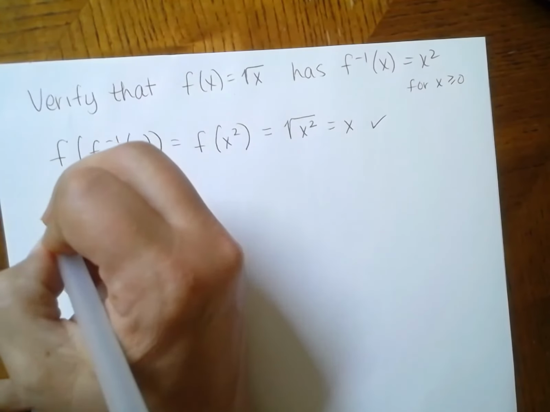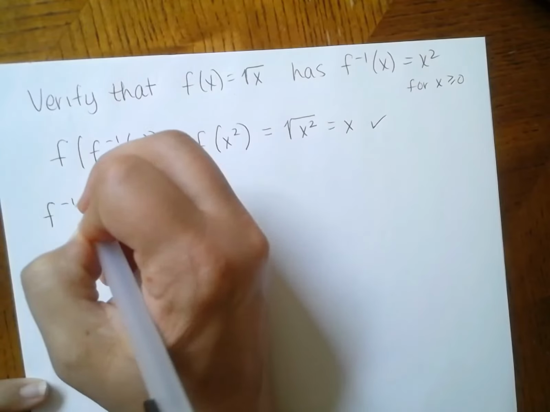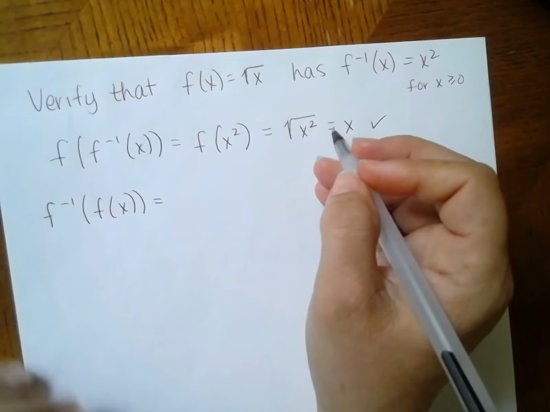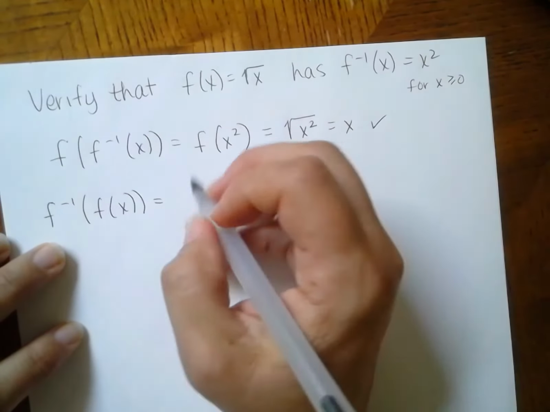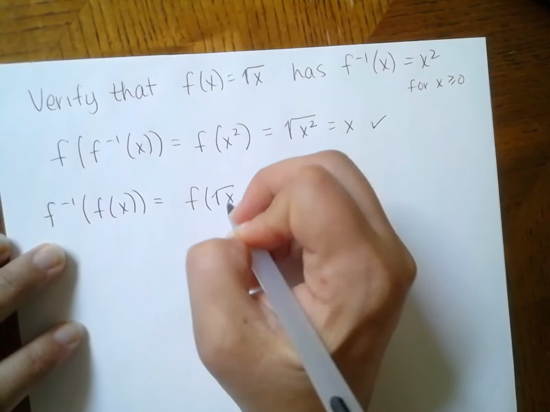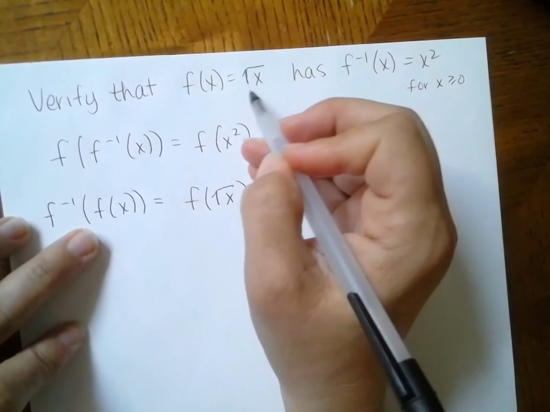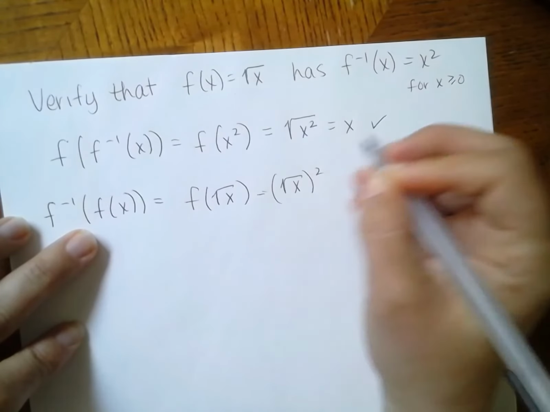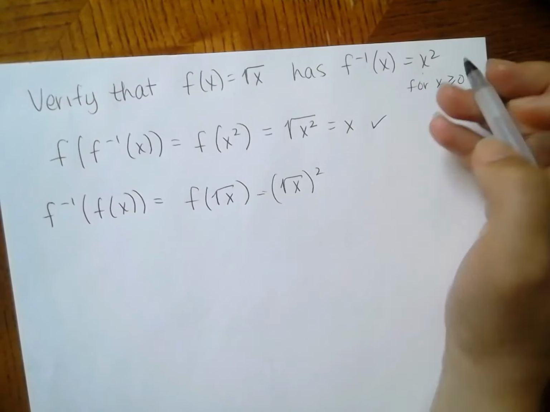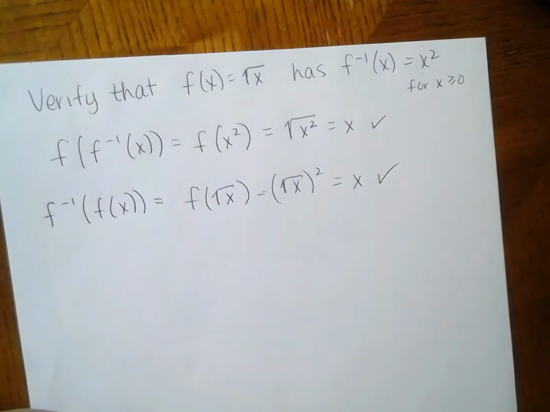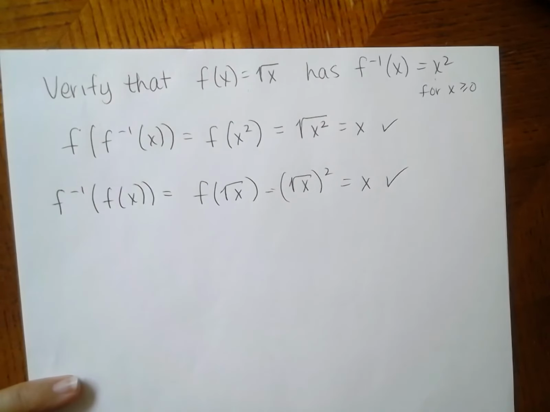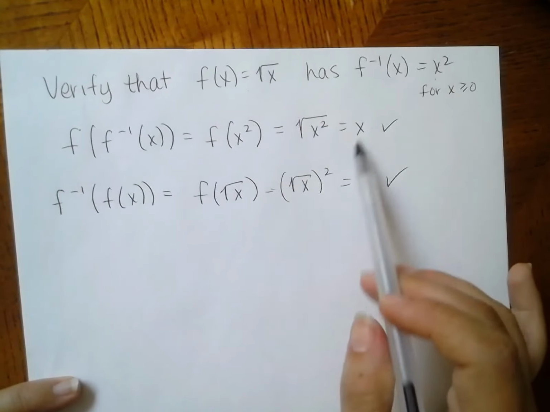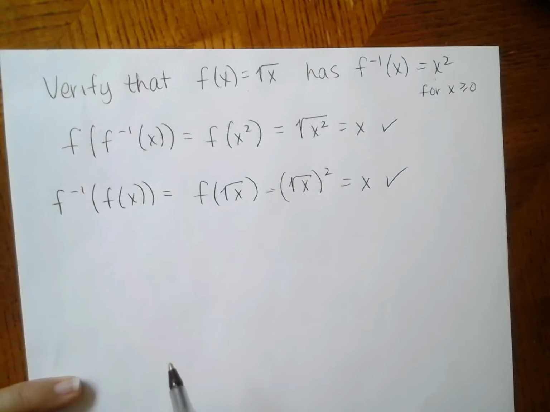Now I have to compose it in the opposite direction. f inverse of f of x is equal to, okay, this time my f inverse is x squared. So this time I'm going to do f inverse of the square root of x, because that's what f of x is equal to here. Now I put in the square root of x and I square it, because this is what f inverse tells me to do, and I get out x. So basically I've algebraically verified that this f and f inverse are in fact inverses of each other.